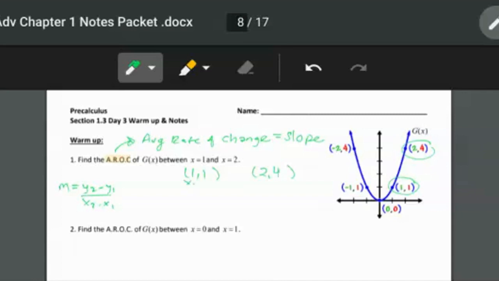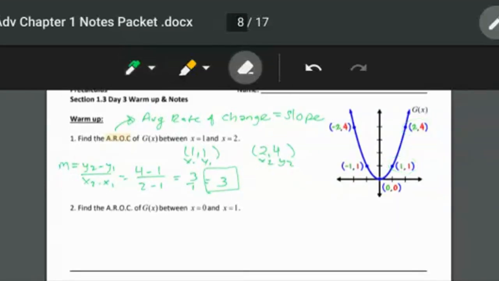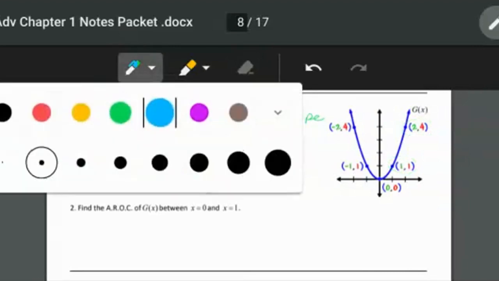So this could be our x1, y1, x2, y2, and we could plug those numbers in. We'd have 4 minus 1 over 2 minus 1. We'd get 3 over 1, or 3. That is your average rate of change or slope, or in other words, AROC. All right, let's look at the next question.